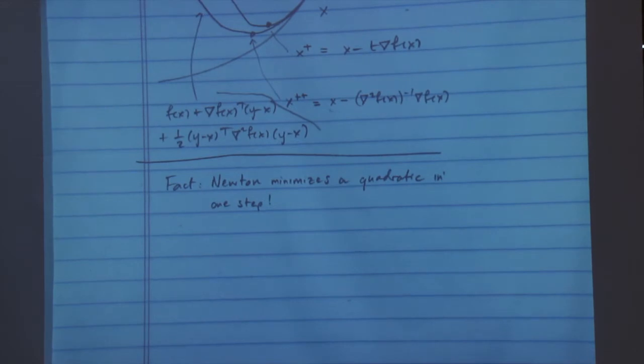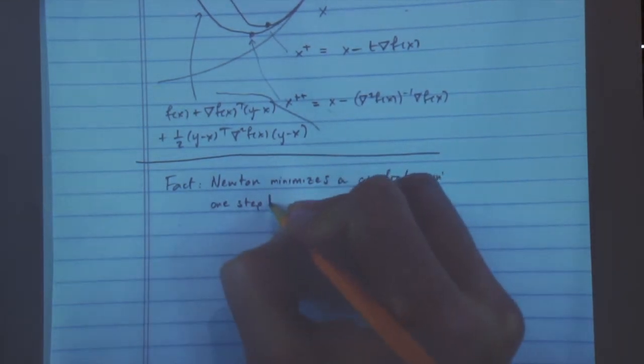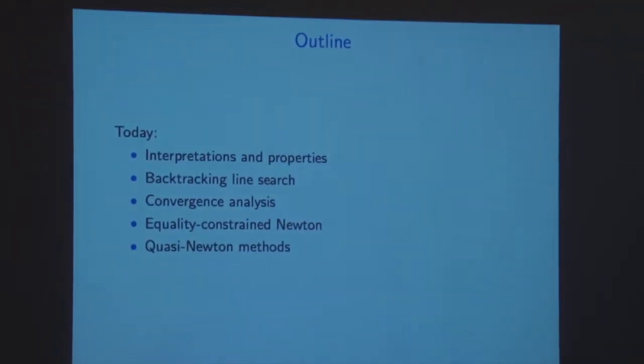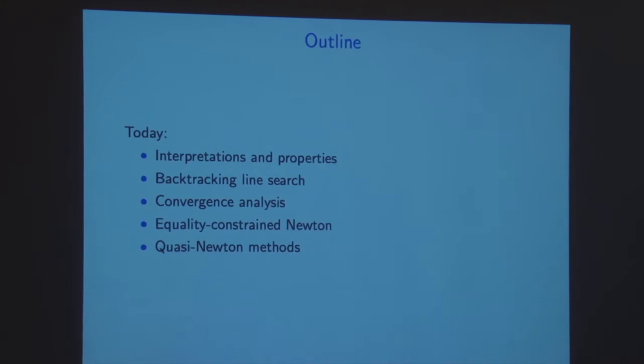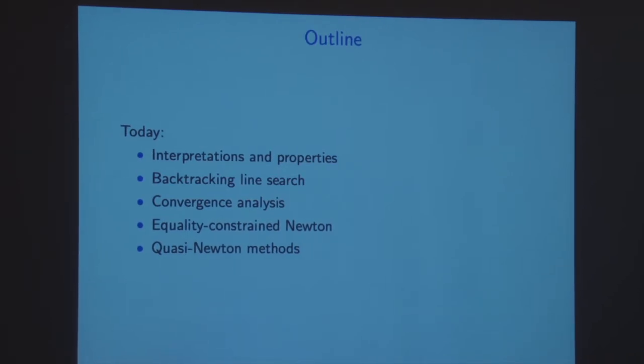Okay, so here's an outline for what we're going to talk about today. We're going to go through some more interpretations and properties of Newton's method. We'll talk about backtracking line search for Newton's method, which is what we usually refer to as Newton's method. And we usually call the one I just showed you the pure Newton method.